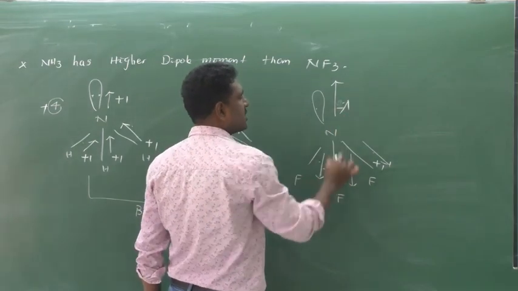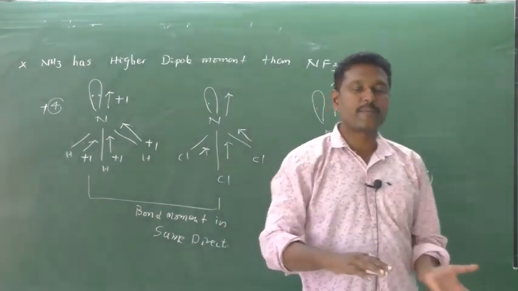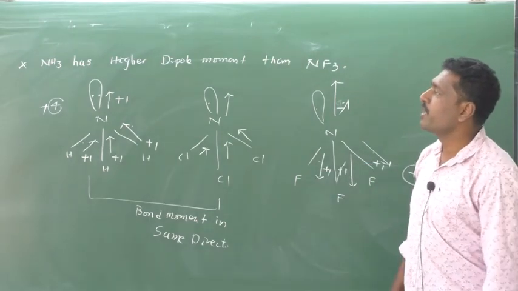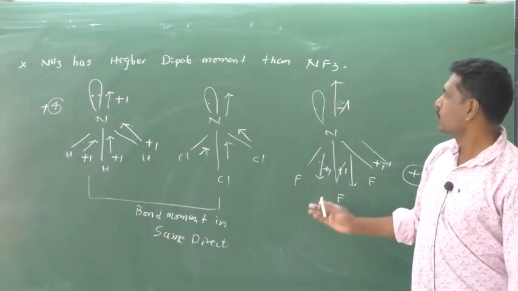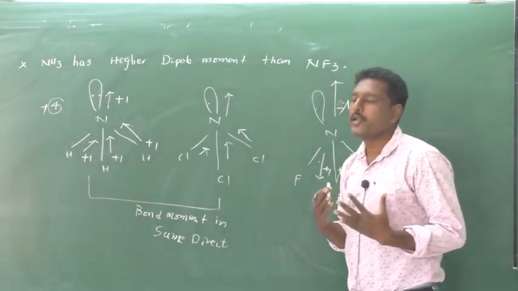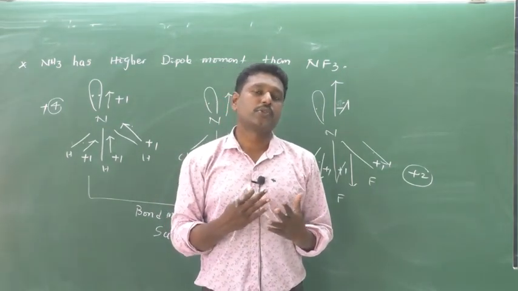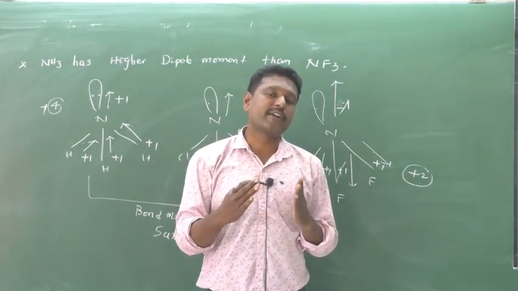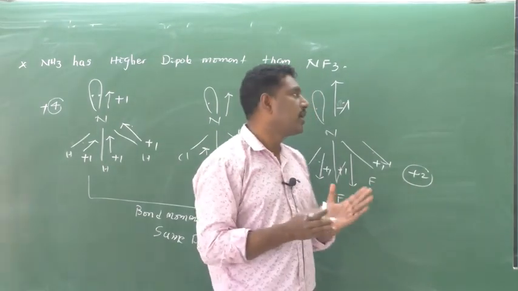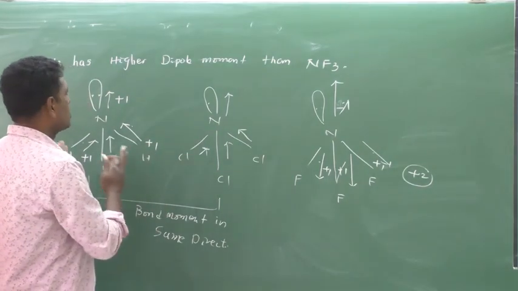This will cancel. How much do we get? Only +2. The resultant bond moment is +2. That means it has less bond moment than NH3. So for NH3 and NCl3, the dipole moment is a vector quantity, which means it is the sum of all the bond vectors. When you compare these three, it is more.